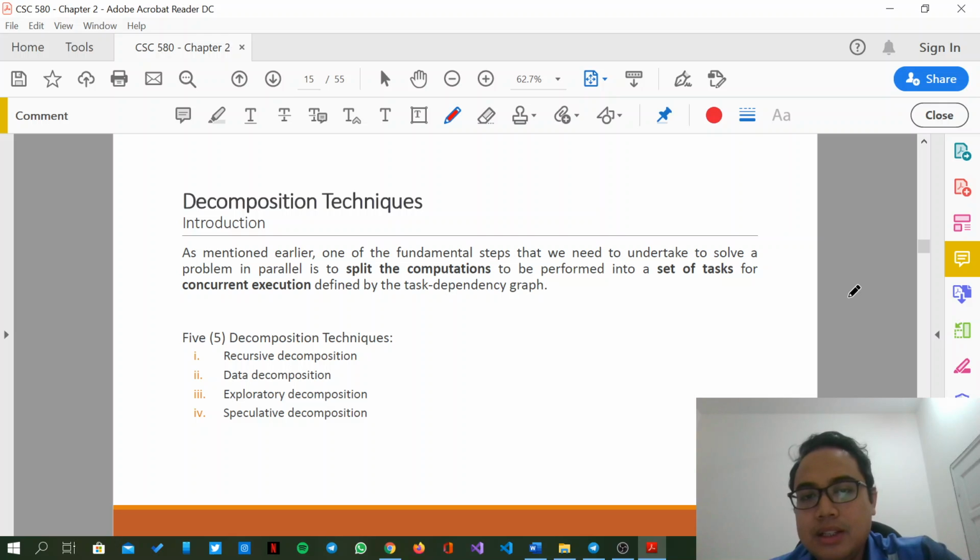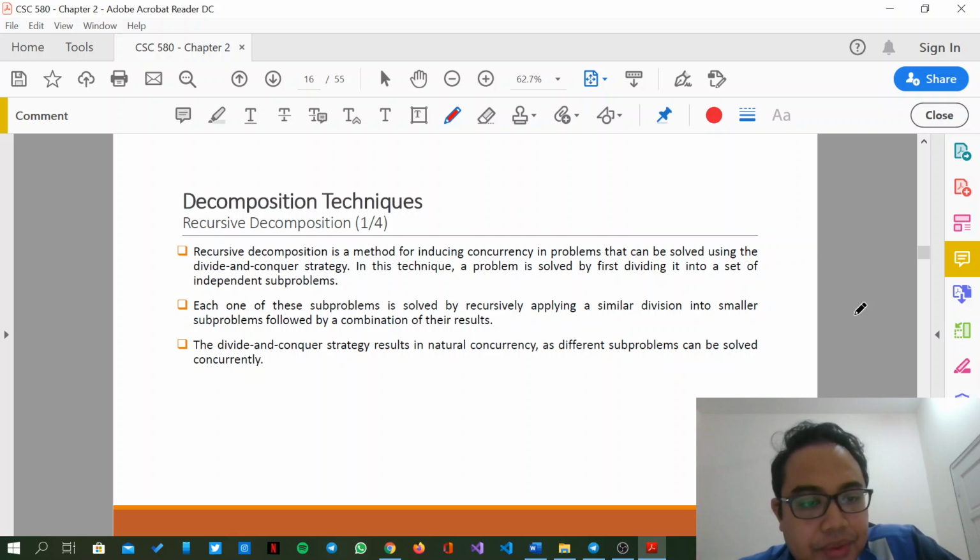Why? Sebab the fifth one is basically hybrid decomposition, meaning we can combine either recursive or data, or exploratory or data, or speculative or recursive decomposition, for example. Okay, combine dia akan jadi satu lagi, the fifth decomposition technique, which is called the hybrid decomposition.